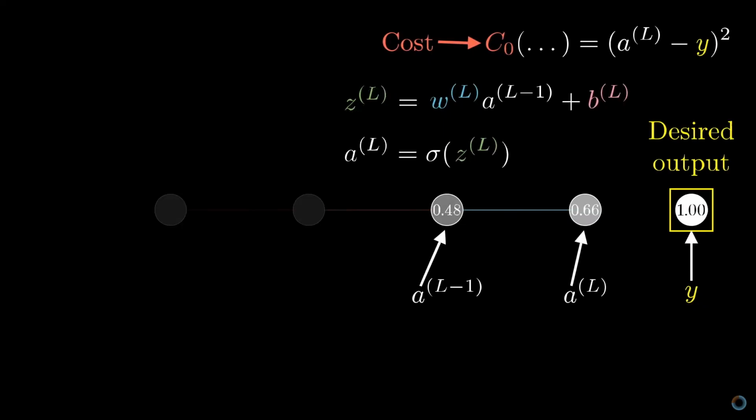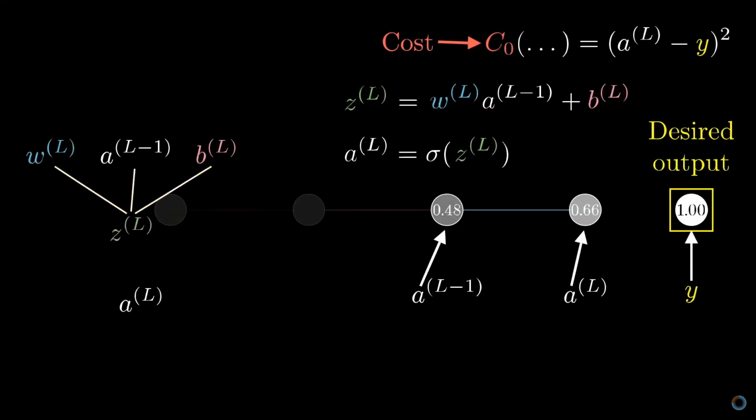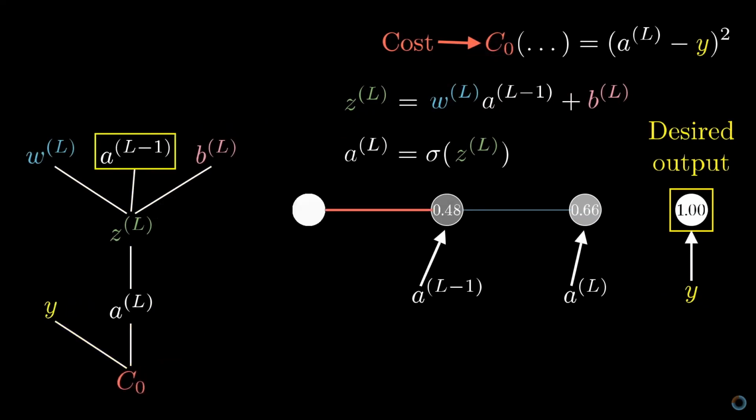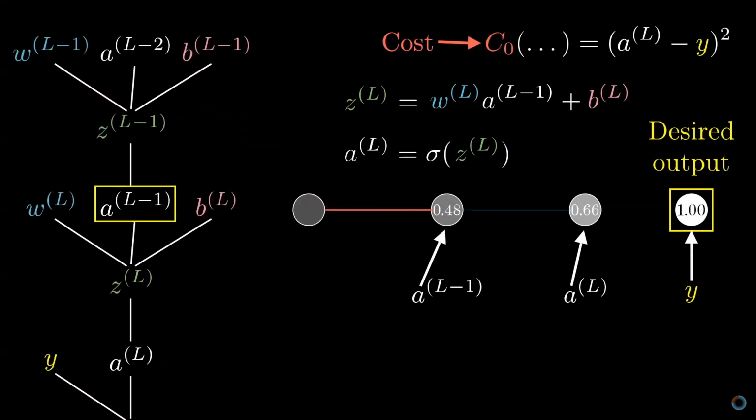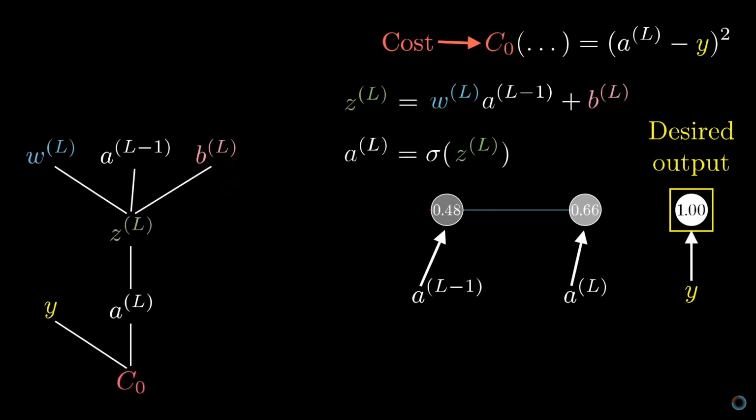So this is a lot of terms, and a way that you might conceptualize it is that the weight, the previous activation, and the bias all together are used to compute Z, which in turn lets us compute A, which finally, along with a constant y, lets us compute the cost. And of course, A^(L-1) is influenced by its own weight and bias and such. But we're not going to focus on that right now.